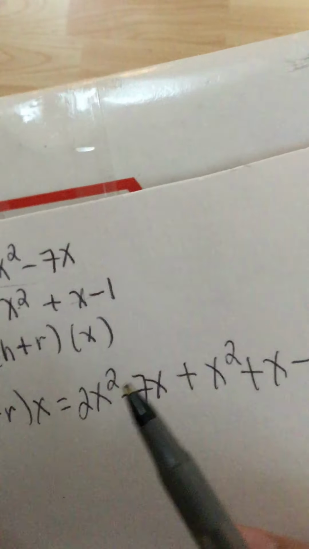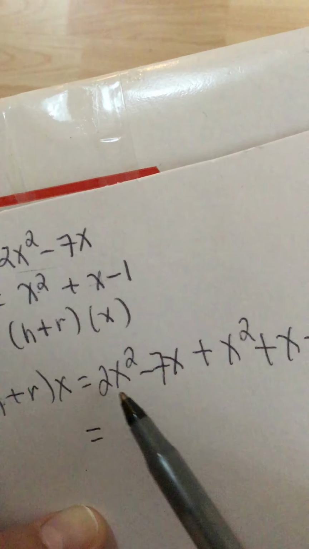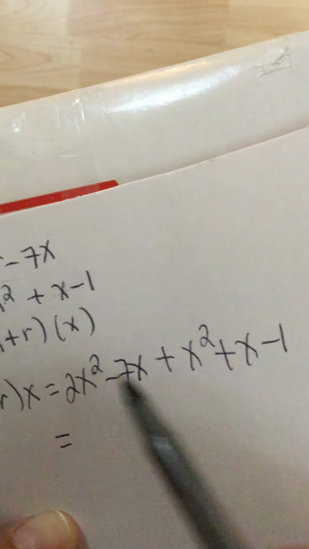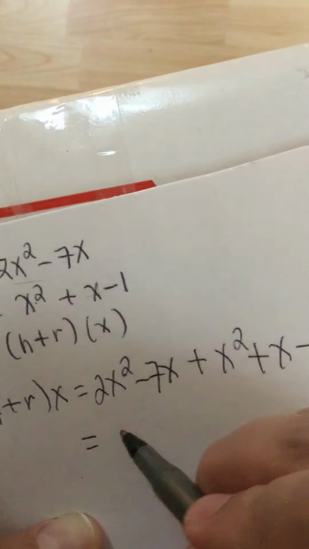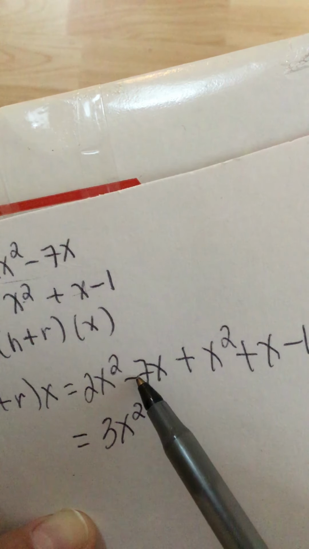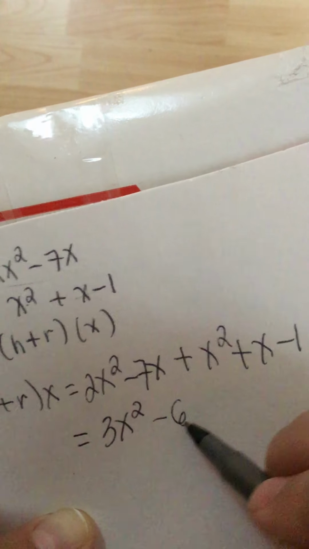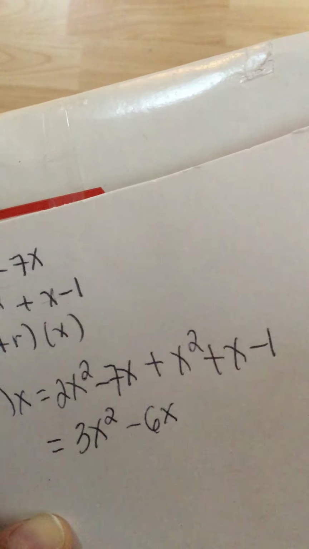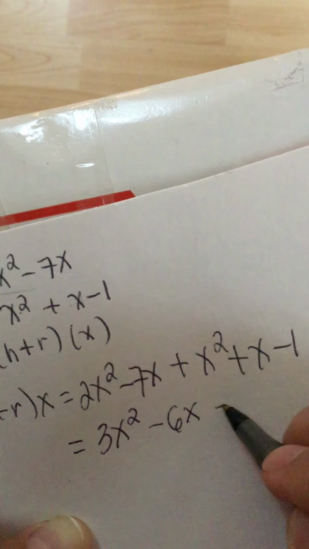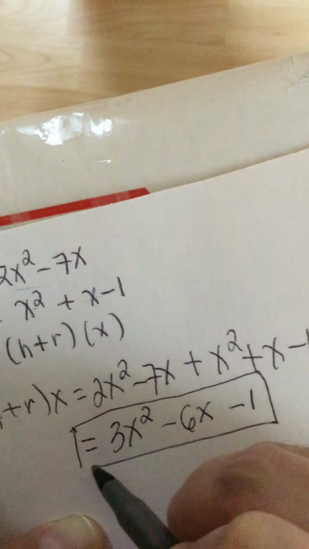And then we combine like terms. So this is equal to, so we have 2x squared and an x squared, a net of 3x squared. Now we have a minus 7x plus an x is equal to minus 6x. Now we have a minus 1. And so this is your answer.